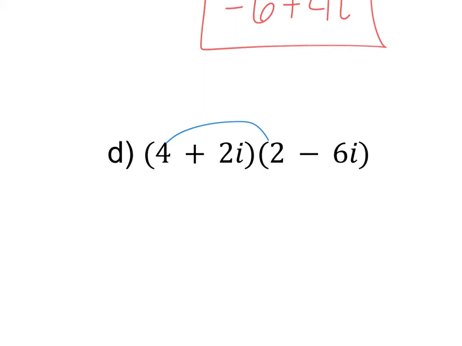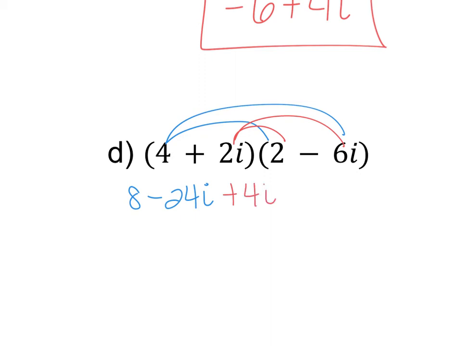So you're going to have to do 4 times 2, which would give me 8. 4 times negative 6i would give me negative 24i. Okay, and then you need to distribute the second term, which is positive 2i. So positive 2i times positive 2 would be positive 4i. Positive 2i times negative 6i would give you negative 12i to the second power. Because remember, i times i is i squared.